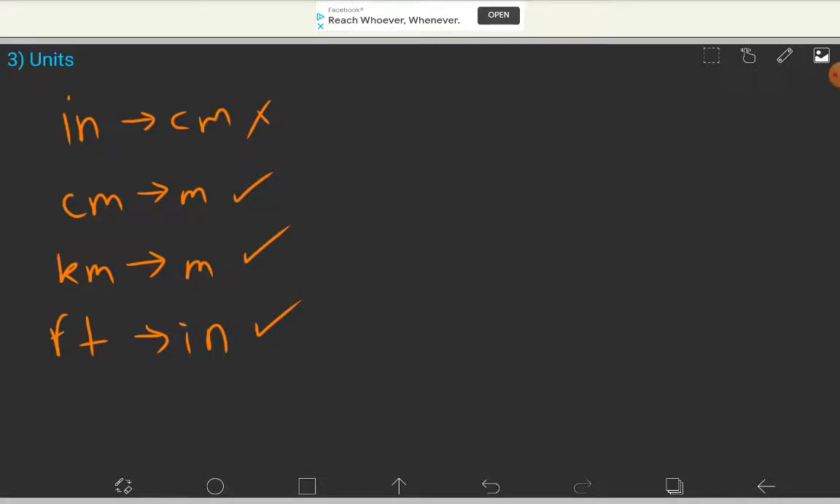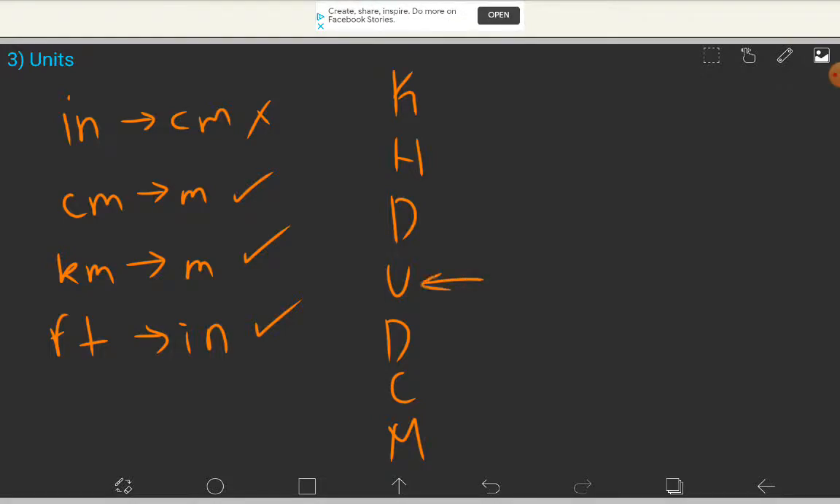The one most people remember is "King Henry doesn't usually drink chocolate milk," where U is your basic unit, and you move the decimal point up.